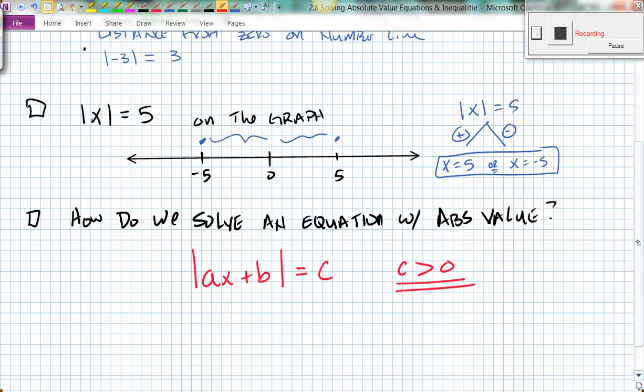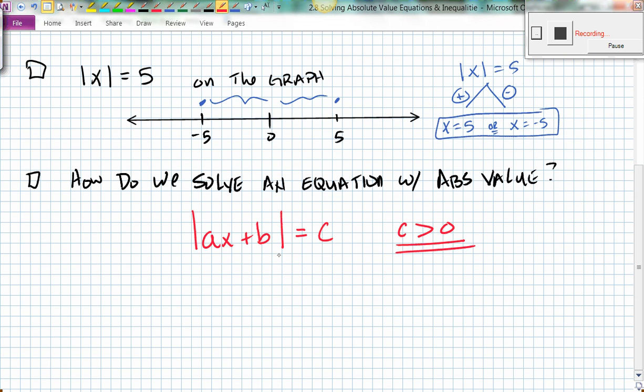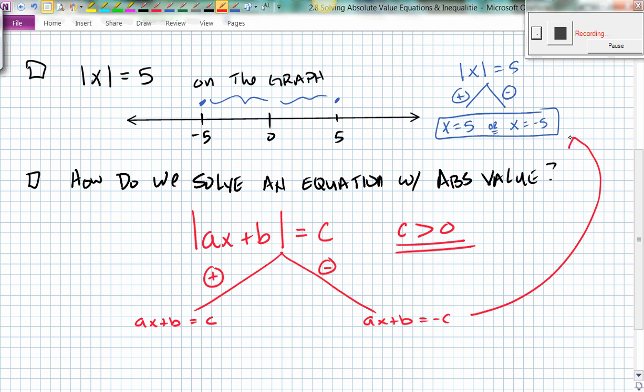Nice job, Olivia. So that means we split our problem into 2 separate problems, a positive direction and a negative direction. So ax plus b would equal positive c, and then ax plus b would equal negative c, just like we solved this little example up here, right? Because everyone said the answer is 5 or -5. They seem to get that intuitively, but when you start putting equations in there, people seem to not figure out exactly what to do.